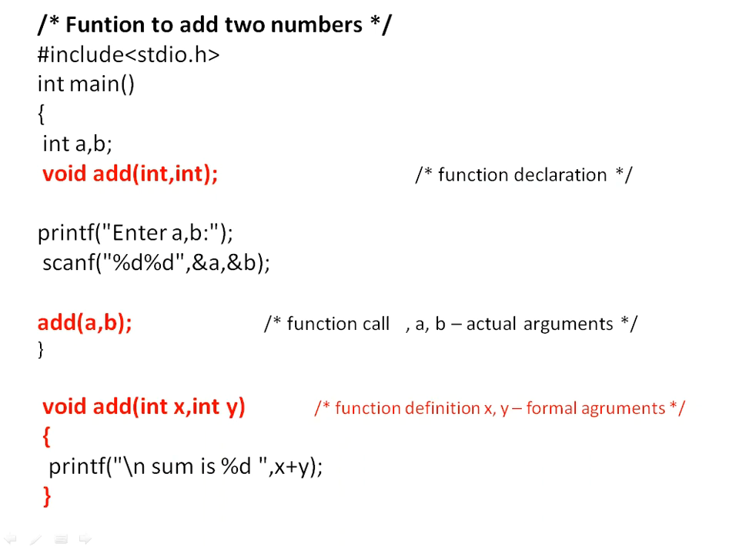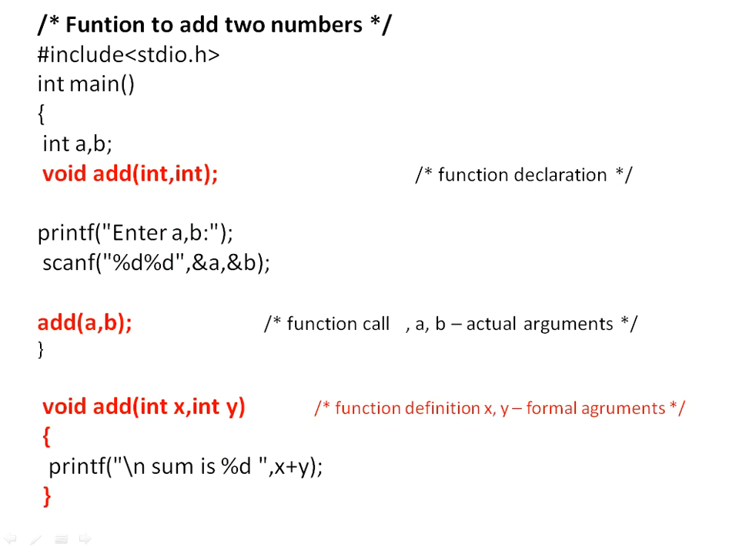One more thing, what is AB and what is XY? AB is local to the main function and XY is local to the add function. So AB will have a separate memory address and XY will have a separate memory address. We have the inputs in AB, and we are going to copy A into X and B into Y. We are going to perform the operations on XY, not on AB.